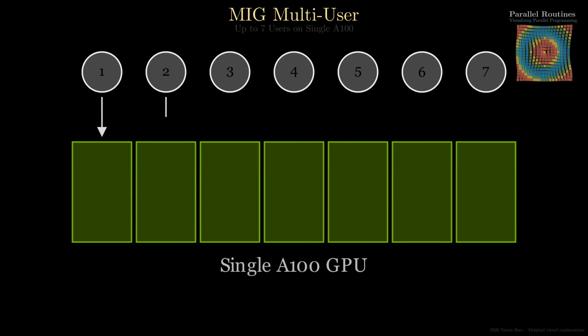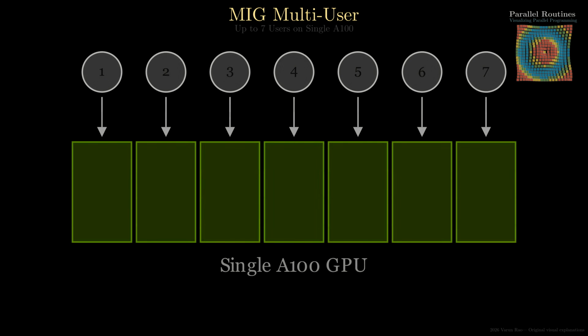MIG supports multi-user operation, in which several users share a single GPU through isolated instances. Each user runs workloads independently with dedicated resources. An activity in one instance does not affect others. This model is commonly used in shared research and development environments.